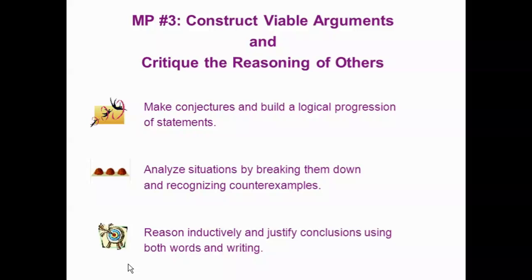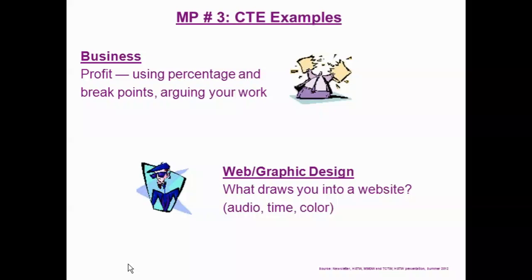Now the last piece there talks about justifying conclusions in both words and writing, and the Common Core especially is a big fan of seeing evidence of student thinking and justifying conclusions, explaining your answers, and things like that. So if you can build in opportunities for students to show evidence of their thinking and writing, that's a really good thing to do. Now, where would we see this in a few CTE examples?